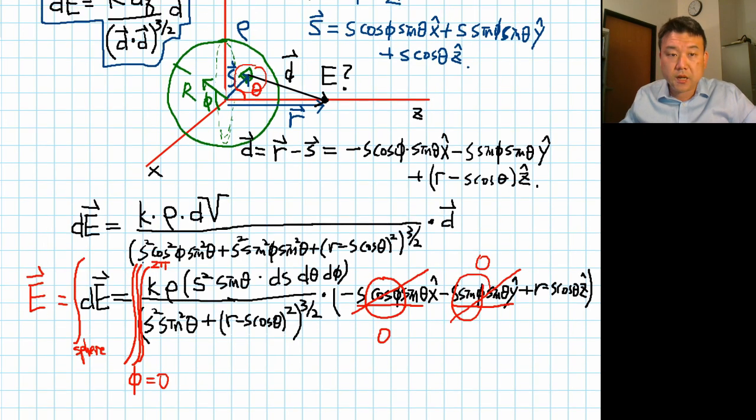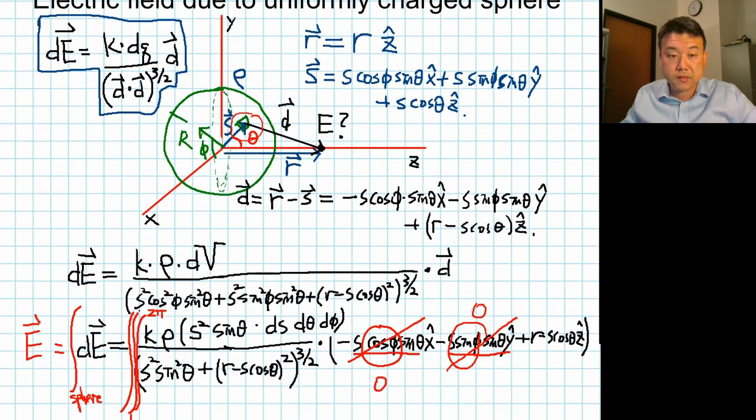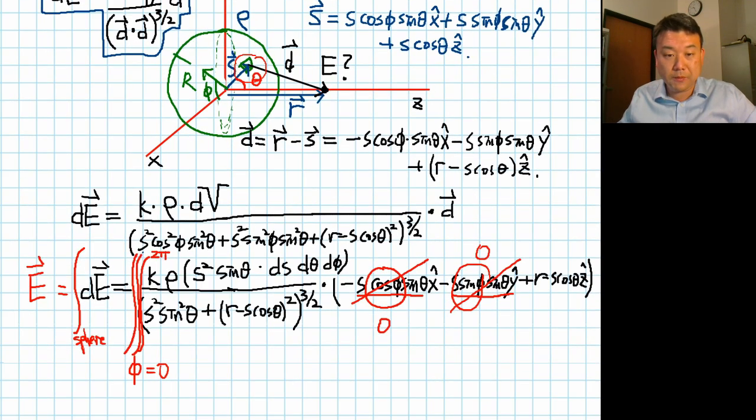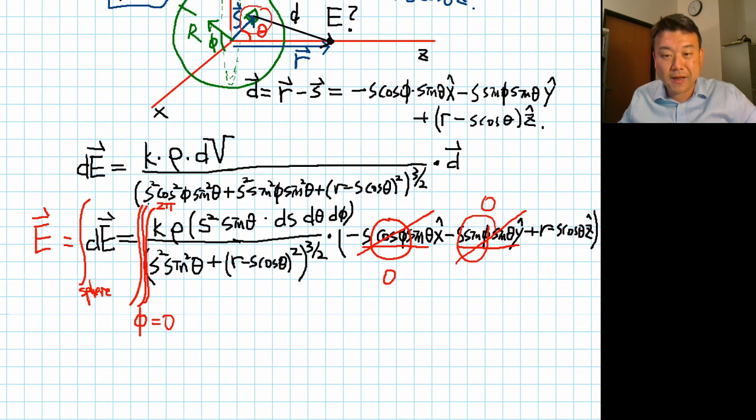Hopefully that makes intuitive sense. When you look at this setup, we said this is the sphere and the point is here. Hopefully your intuition tells you that the electric field only points in the z direction. That's what this mathematical cancellation is showing. So that's good, actually. We were able to get some meaningful result out of it.